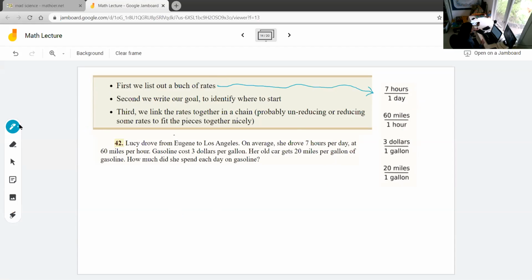Step two, we write our goal. And so our goal is dollars. Where are we starting in this question? What's the thing that's not dollars? That's kind of a focus point of this question.